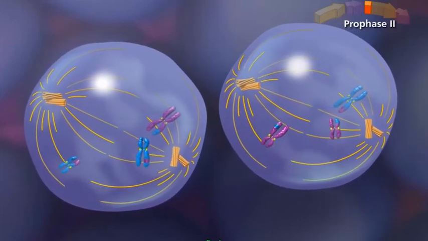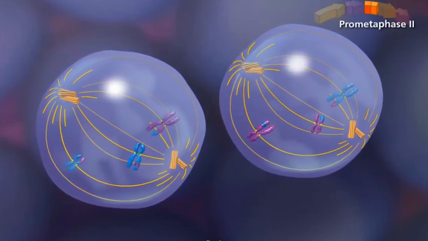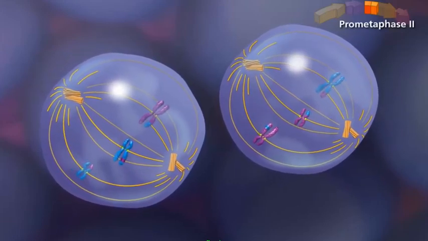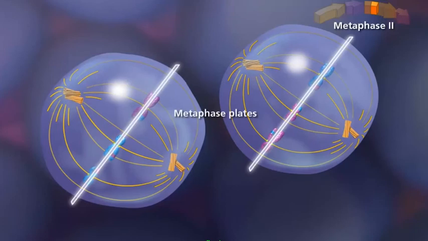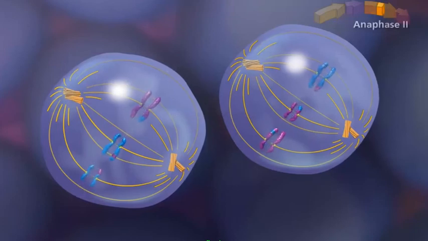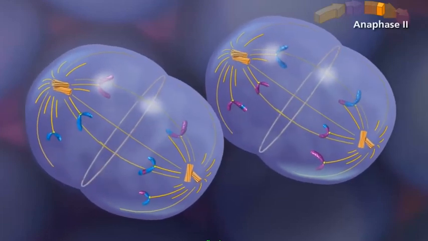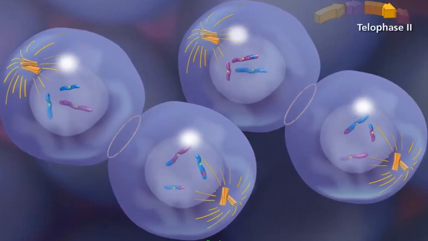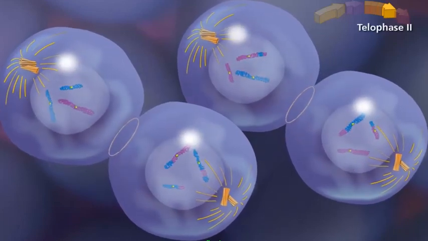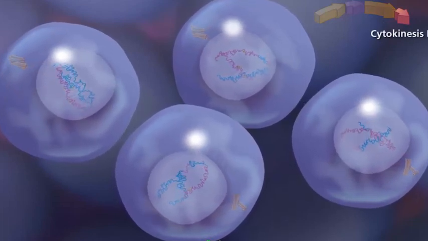In prometaphase 2, the sister chromatids attach to the spindle by kinetochore microtubules, with sister chromatids attached to opposite poles. The spindle aligns the sister chromatids along the metaphase plate during metaphase 2. During anaphase 2, sister chromatids separate and individual chromosomes move toward the poles. The entire process ends with telophase 2 as the chromosomes decondense and the nuclear envelope reforms. Cytokinesis occurs and the cleavage furrow separates the 2 daughter cells into 4 haploid daughter cells.